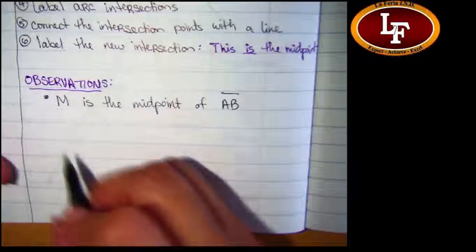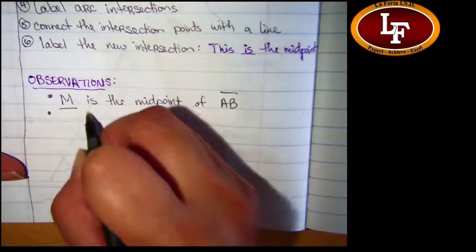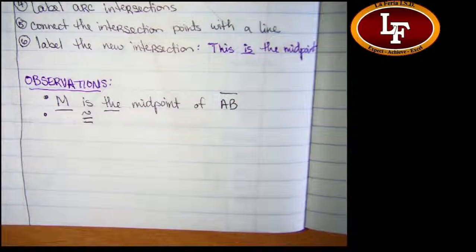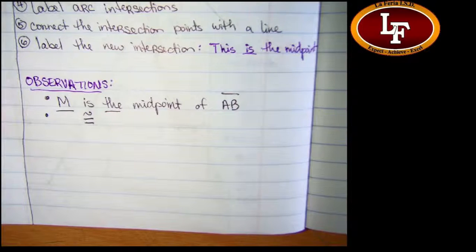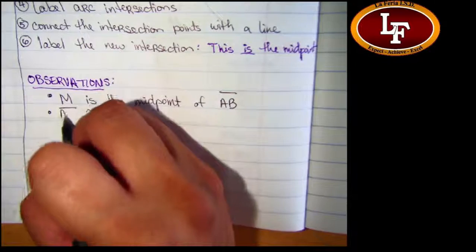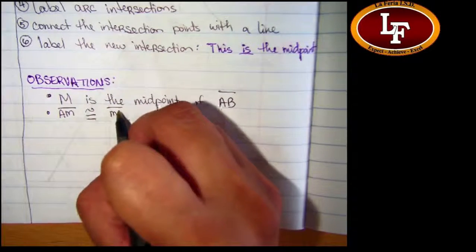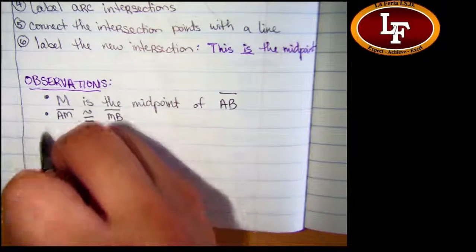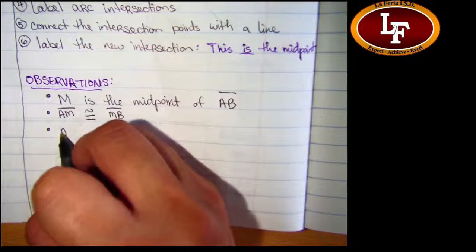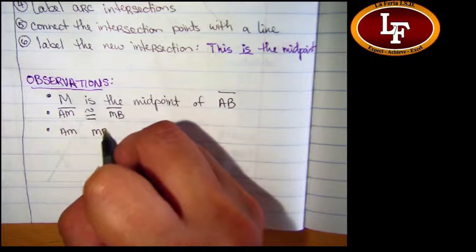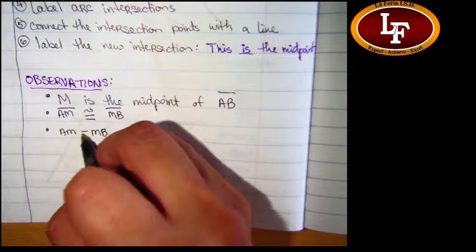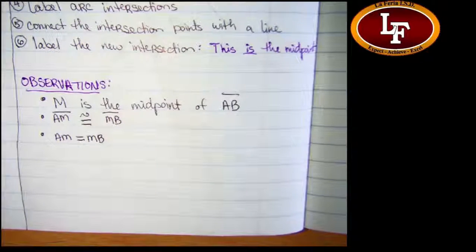Make sense? All right. Because M is the midpoint of segment AB, which two segments can we say for sure are congruent? AM is congruent to MB. Yes. For sure we can say that. And because those two segments are congruent, what is true about their measures? They are equal. You're exactly right.